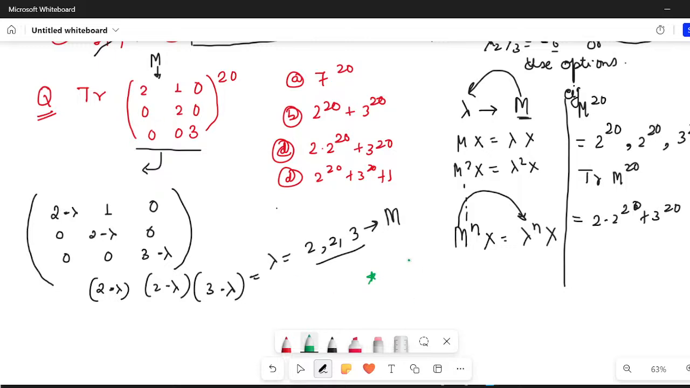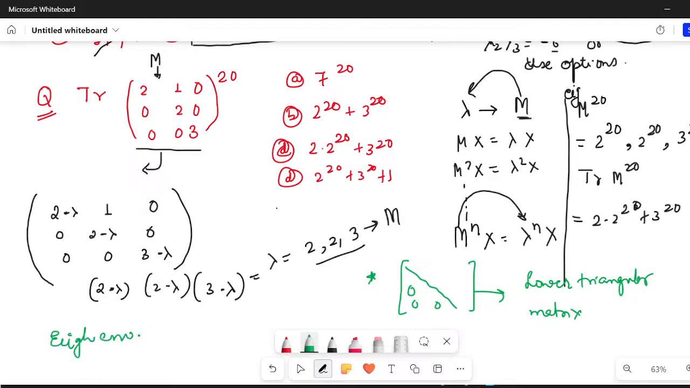But always remember this sort of matrix, where these elements are 0, 0, 0 and other elements are here. This kind of matrix is called the lower triangular matrix. And if these zeros are here, then it is called an upper triangular matrix. So this is called the lower triangular matrix. Always remember the eigenvalues of a triangular matrix are always equal to the diagonal entries, so you don't even need the characteristic equation.